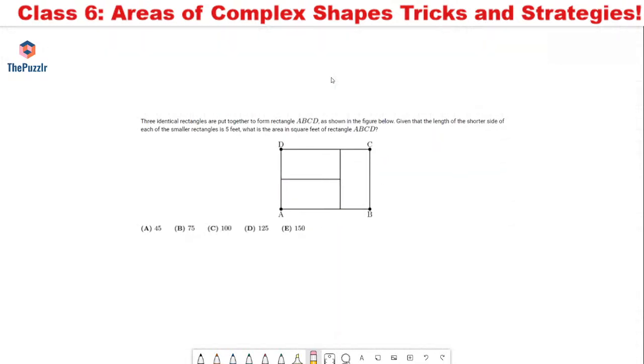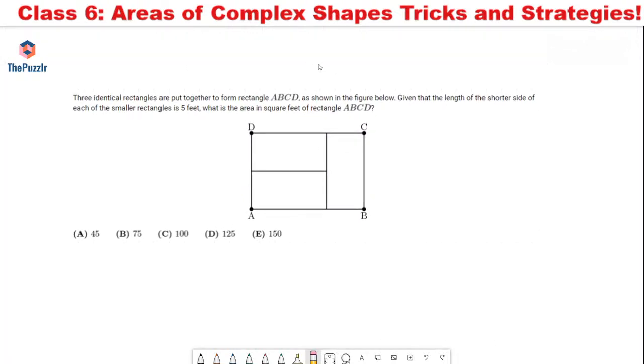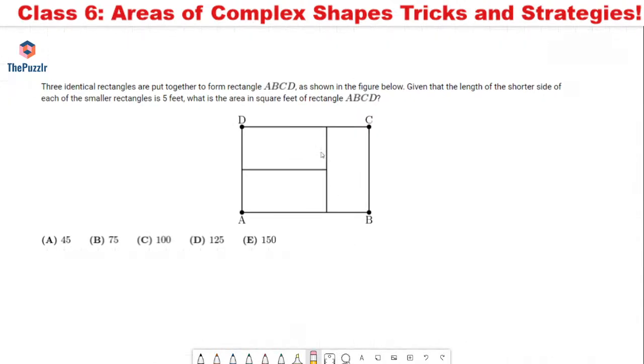So we won't start out with circles. We'll start out with some simpler problems initially. 3 identical rectangles are put together to form rectangle ABCD as shown in the figure below. Given that the length of the shorter side of each of the smaller rectangles is 5 feet, what is the area in square feet of rectangle ABCD? I'll give you 60 seconds to solve this problem. It's just a basic problem to get started.